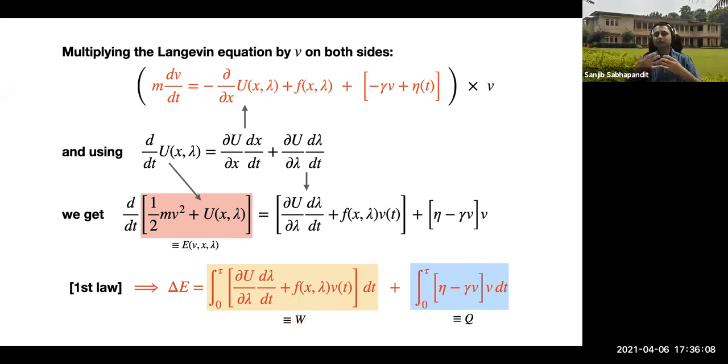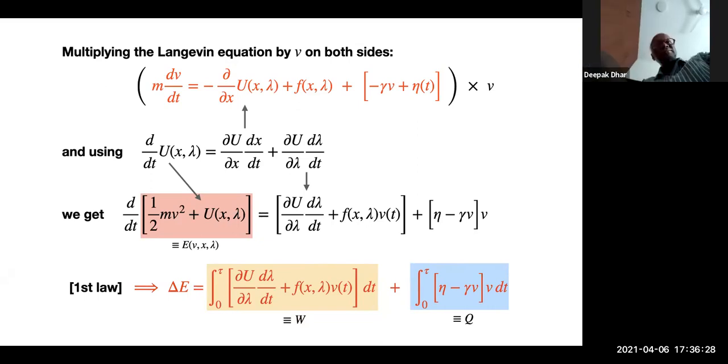So then you can ask about the distribution of these stochastic quantities. You can think of this as the first law of thermodynamics in a stochastic system. So this is a cleaner way to define heat. Okay, thank you.